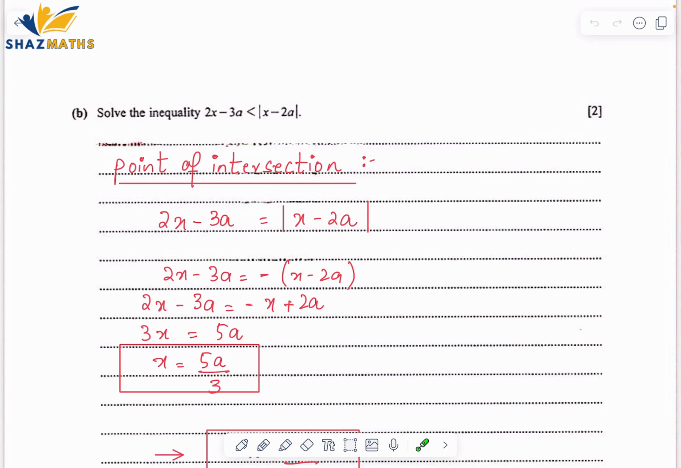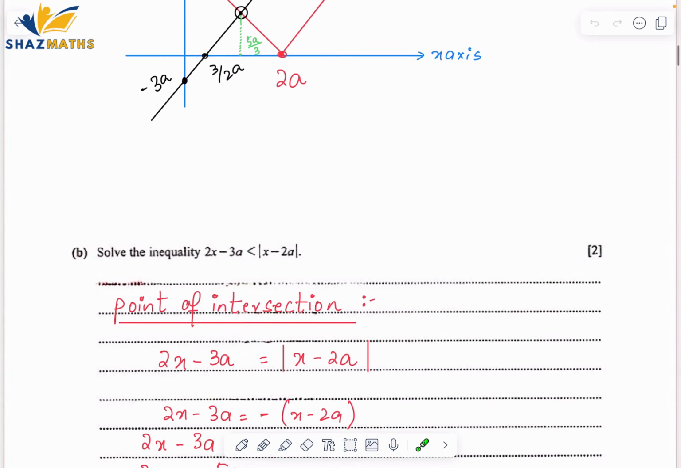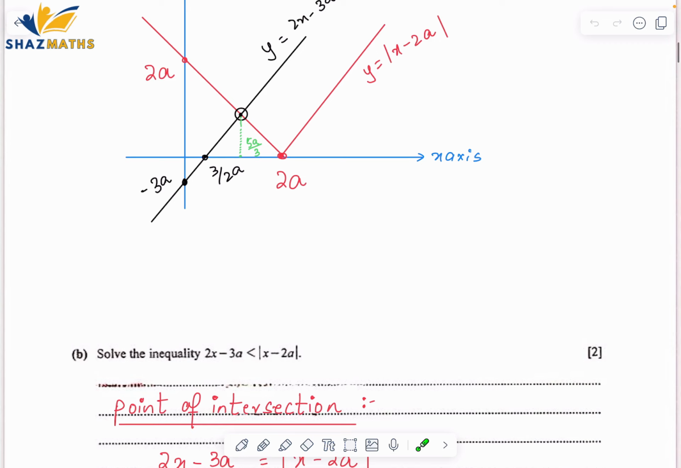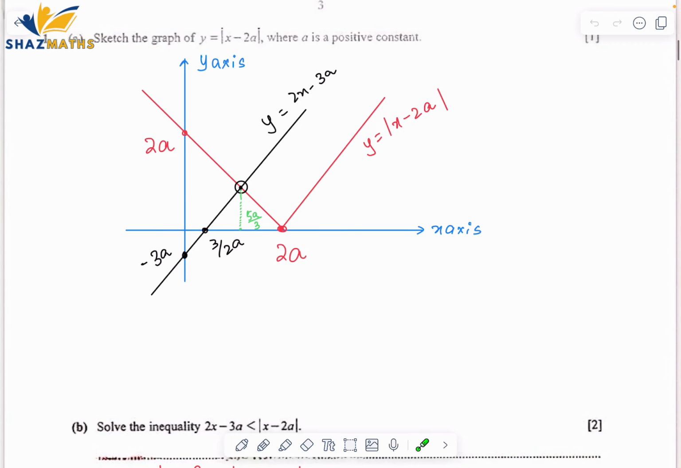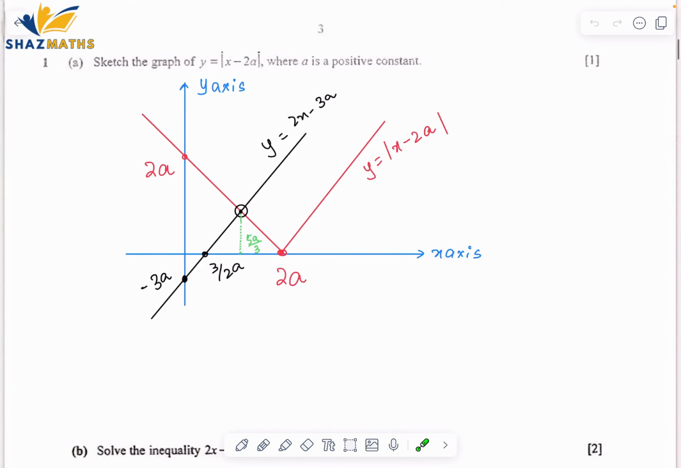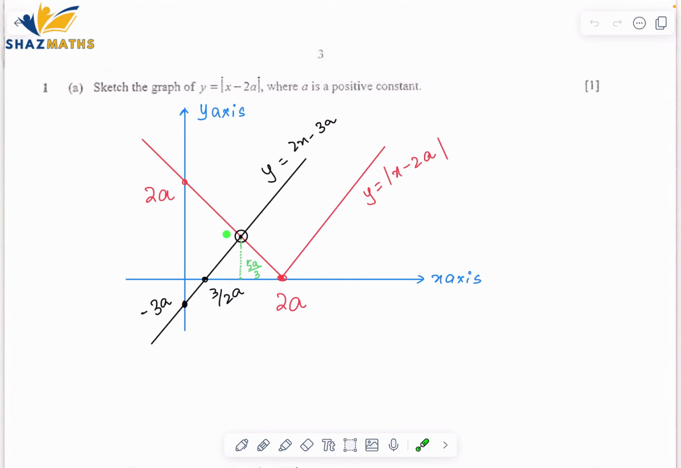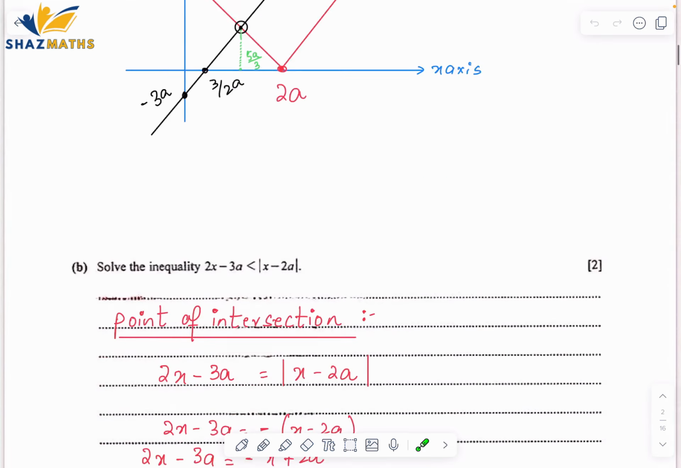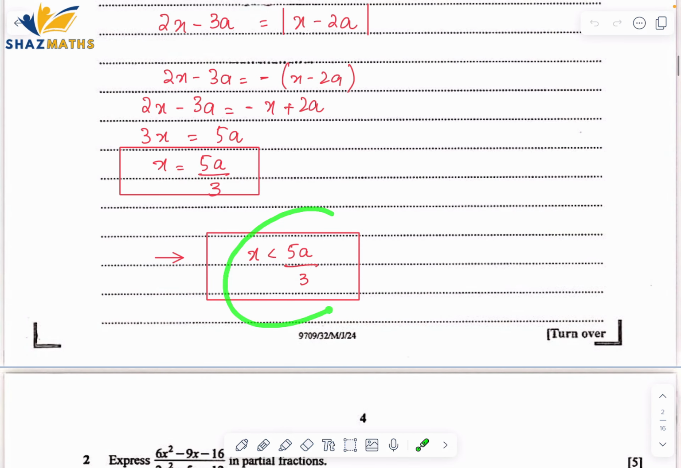So the question says we have to solve the inequality 2x minus 3a is less than modulus of x minus 2a, which means that we need to find those values of x for which the graph of 2x minus 3a is below the graph of modulus of x minus 2a. If we observe closely, if we go towards the left side of this point, the graph in the black line is below the graph in the red line. So the answer should be x is smaller than 5a by 3.